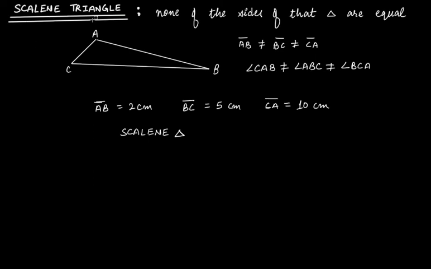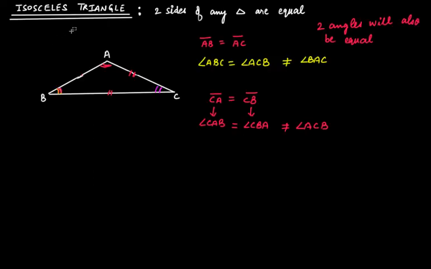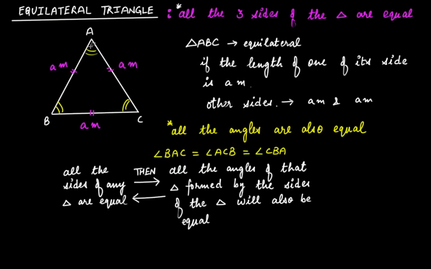So for a scalene triangle, none of the sides were equal. For an isosceles triangle, only two sides are equal. And for an equilateral triangle, all the three sides of that triangle are equal. So clearly these categorizations were depending upon the sides.